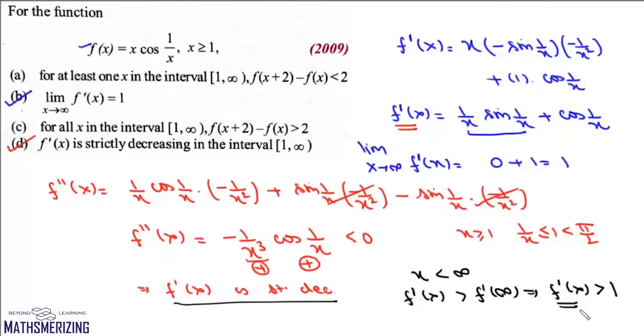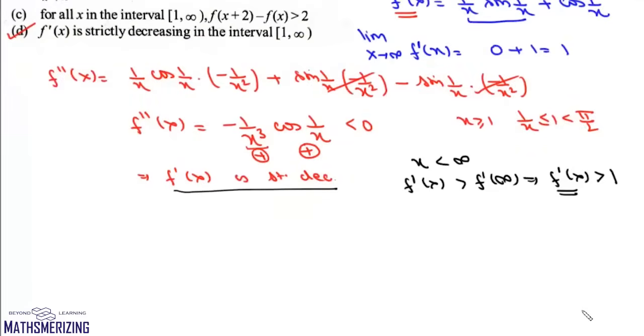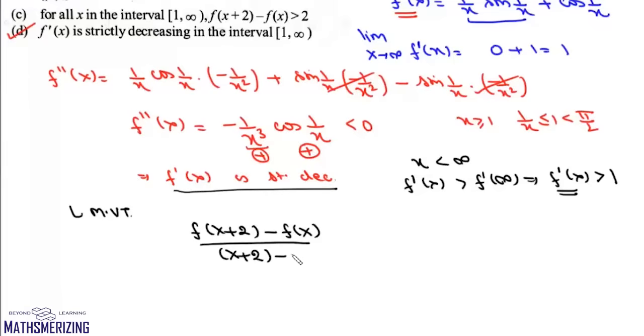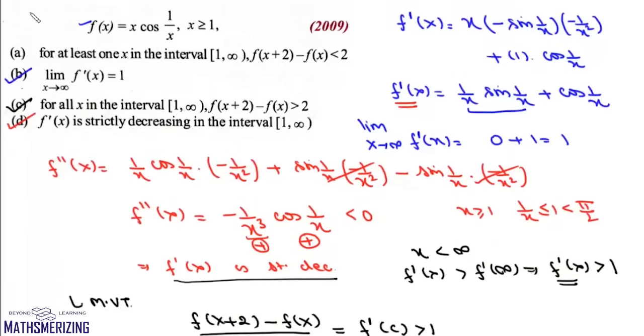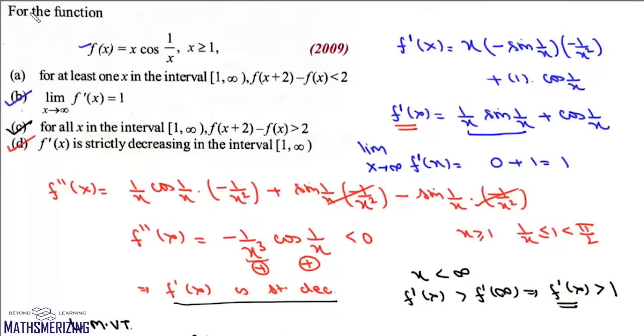Now for A and C, we'll use Lagrange's mean value theorem. So if we use Lagrange's mean value theorem, we can write f(x plus 2) minus f(x) upon x plus 2 minus x, it is equal to some f dash c. Now we know that any derivative, it is greater than 1. So it will be greater than 1. So from here we can say f(x plus 2) minus f(x) must be greater than 2, and that's your option C. So the correct options are B, C and D.